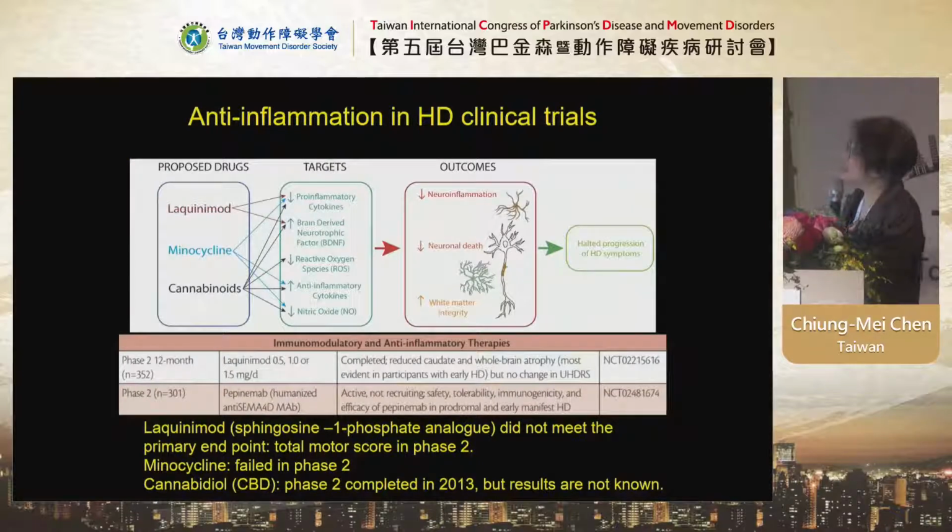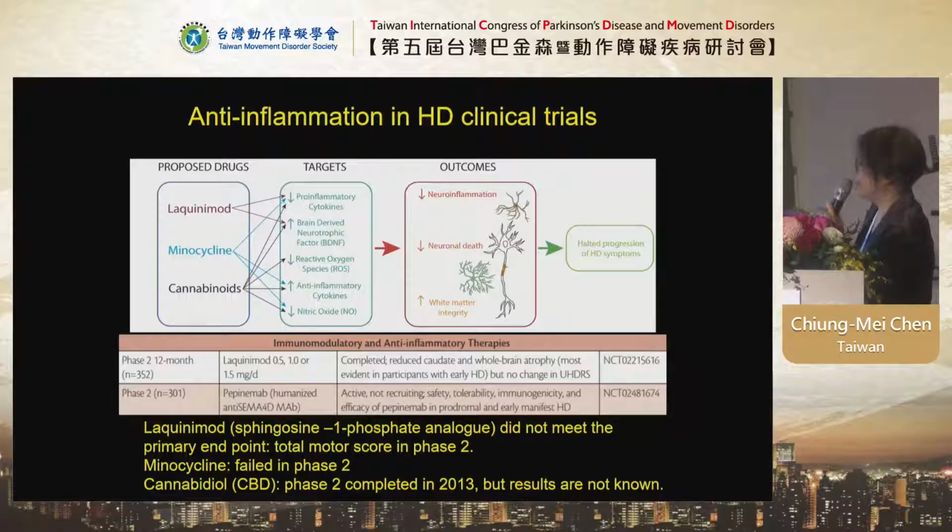And anti-inflammation agents have been shown to be effective in animal studies. Here list a few agents. Laquinimod has completed a phase 2 trial, but it did not meet the primary endpoint. But it did reduce whole brain atrophy in early stage of HD.